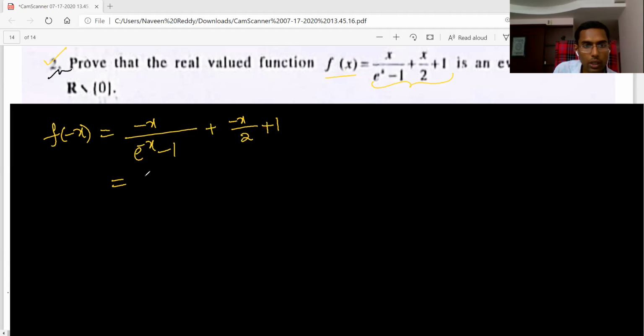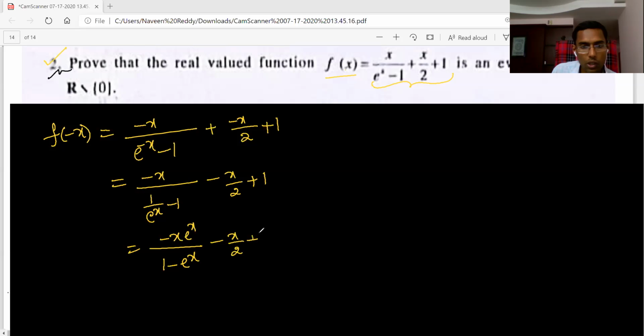So if you do, then what you get here? Minus x divided by e power minus x minus 1, which is 1 by e power x minus 1, and this is minus x by 2 plus 1. If you take LCM, e power x comes up, minus x e power x. But you have to simplify. Now only you cannot decide, because if you take this side, you are going to get x e power x also. So therefore, you have to take LCM.